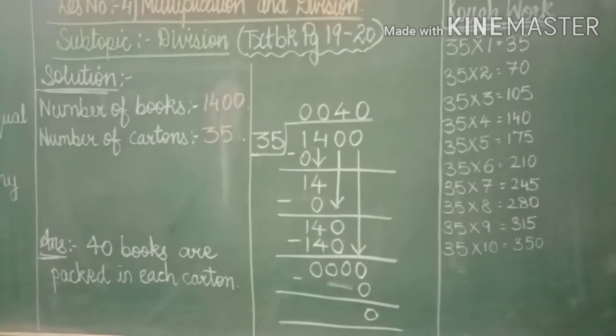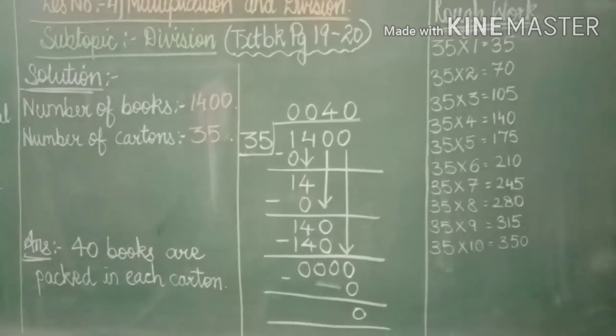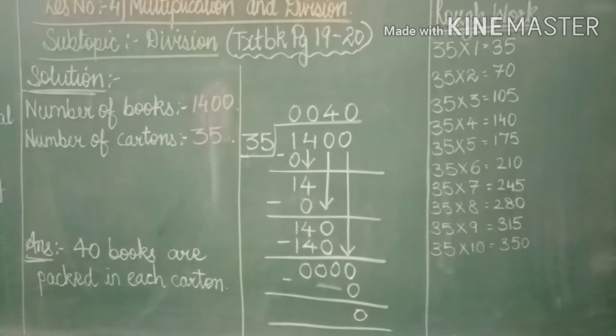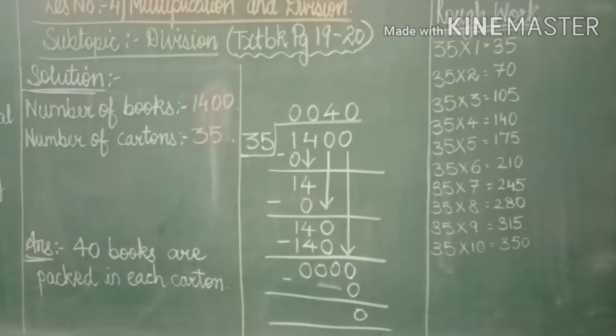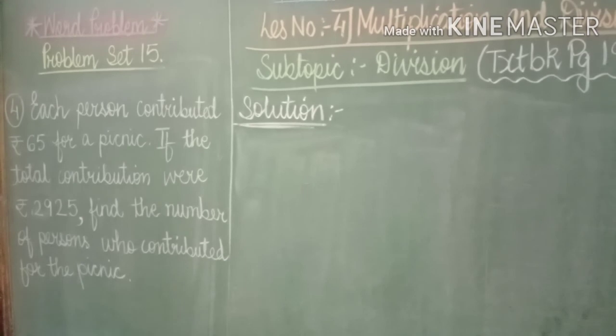As you can see the entire sum over here, everyone, we got the answer by dividing 1400 by 35. We got the answer as 40 and we have written in the statement as 40 books are packed in each carton. Now let's see the fourth sum. Okay students, let's see the fourth word problem.